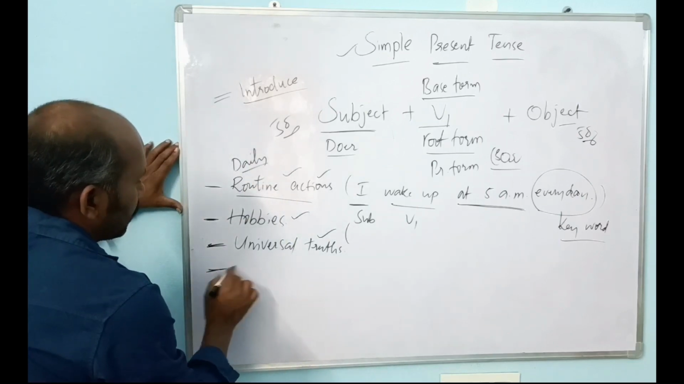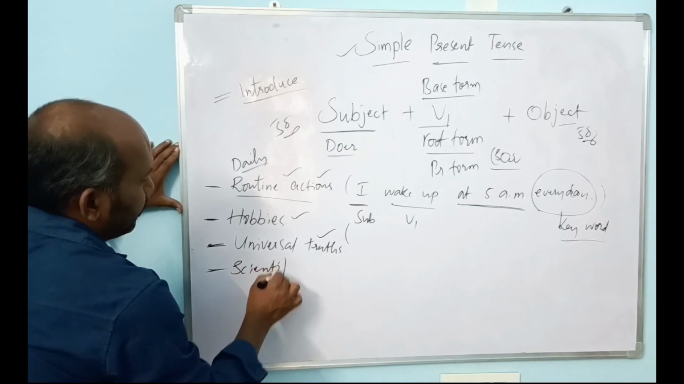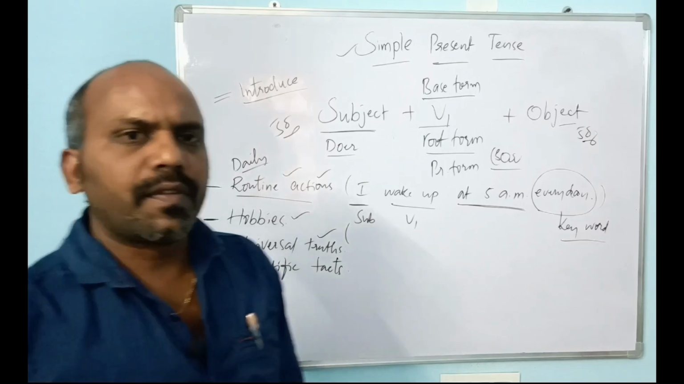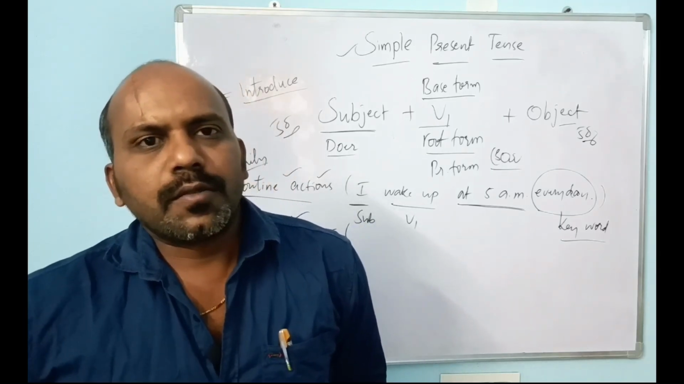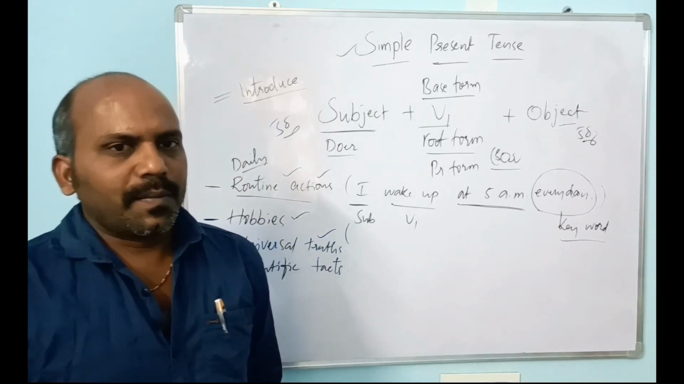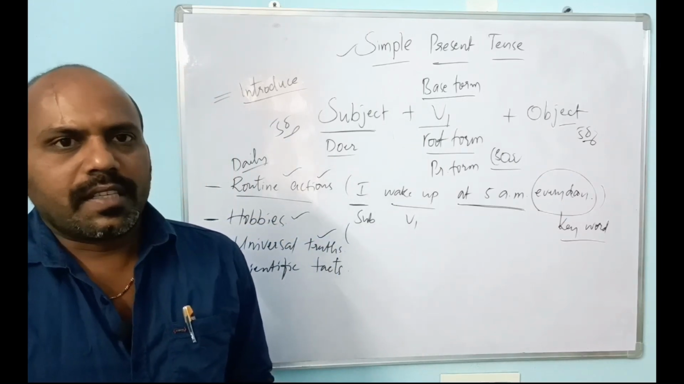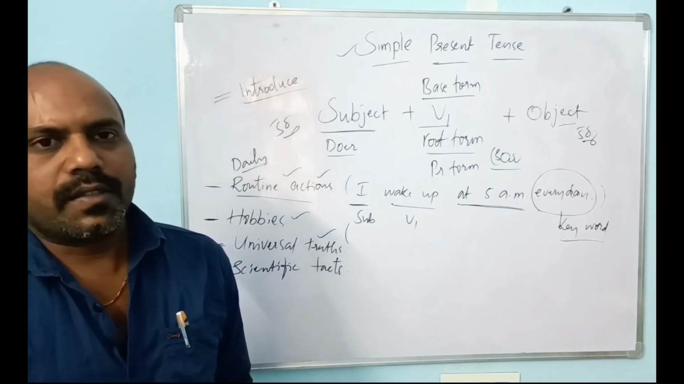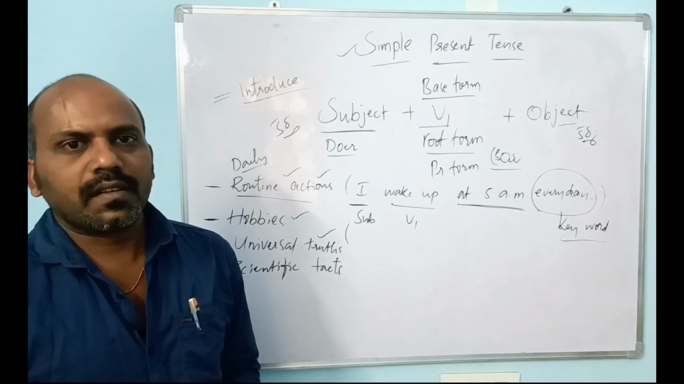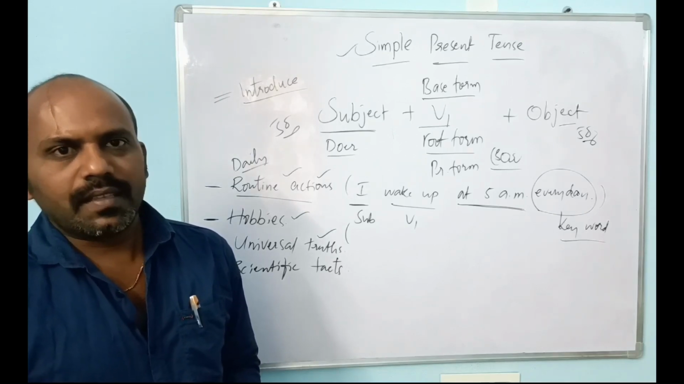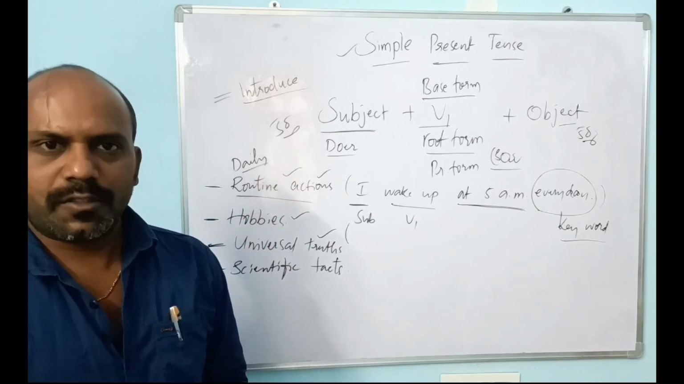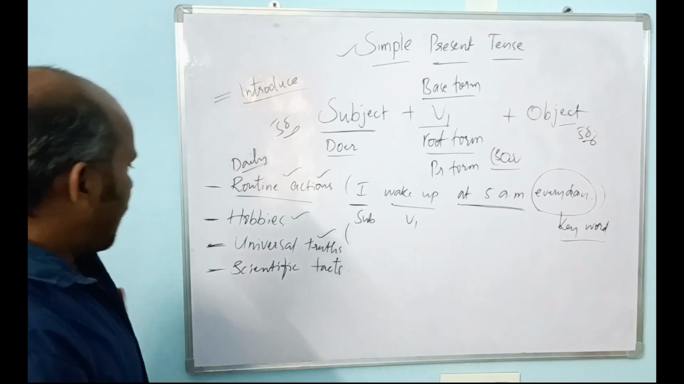And scientific facts. What are scientific facts? 2 plus 2 is 4. Right? Normally we read all the tables, right? 5 ones are 5, 5 twos are 10, 5 threes are 15, like these. So that is also in simple present tense only, like universal truths.